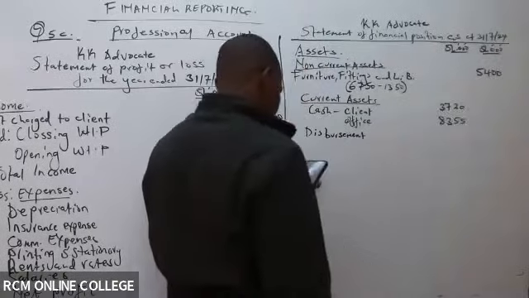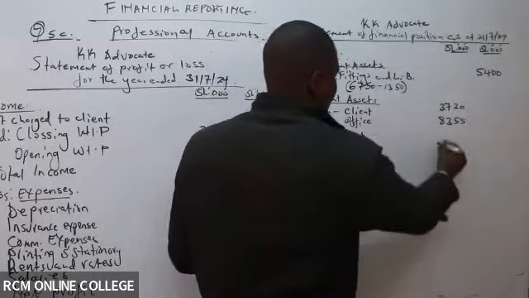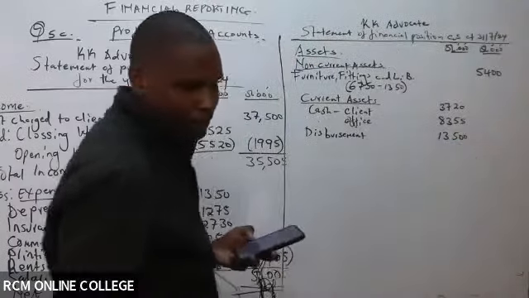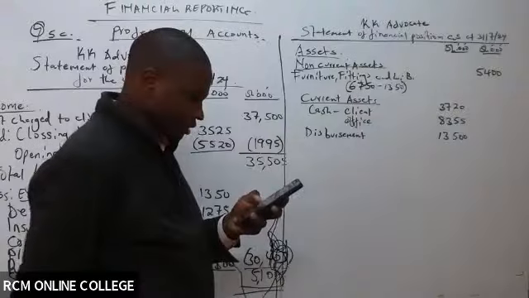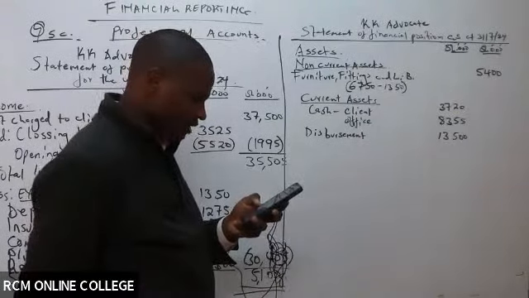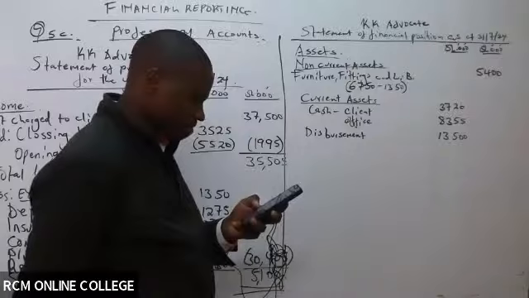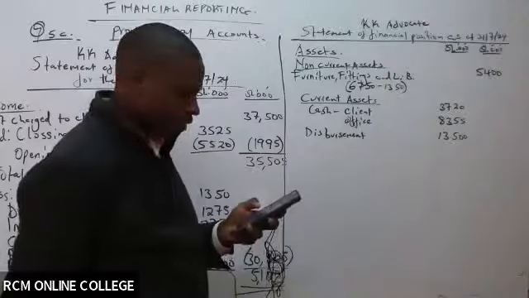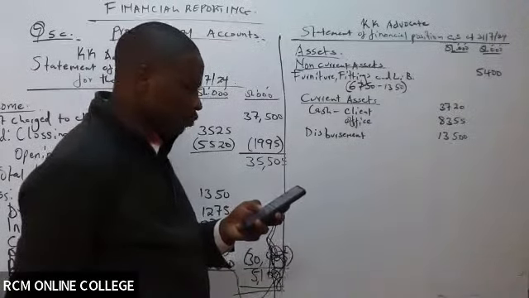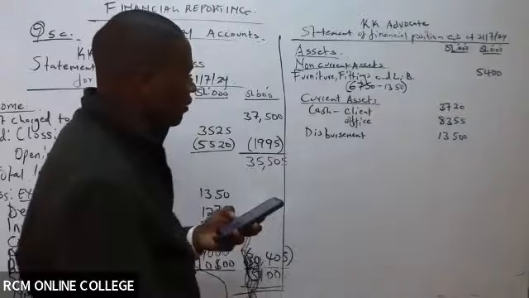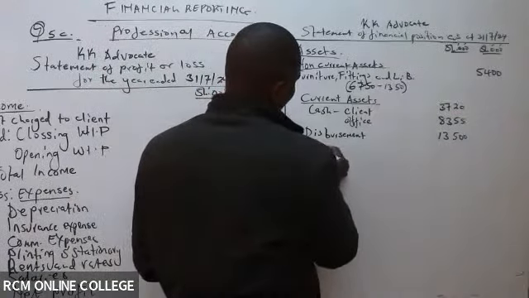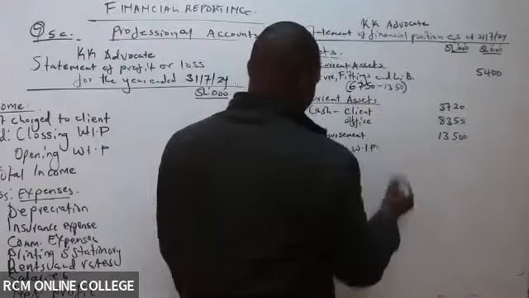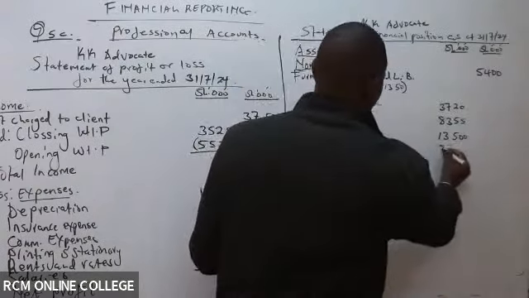Disbursement. How much is it? Disbursement was 13,500. Any other item that we have under this? Tuko na item ingine? Yes, this closing WIP, closing work in progress, is at the end, which was 3,525.